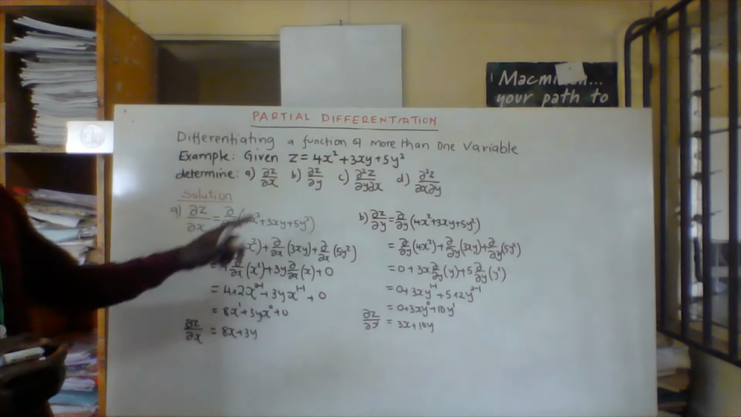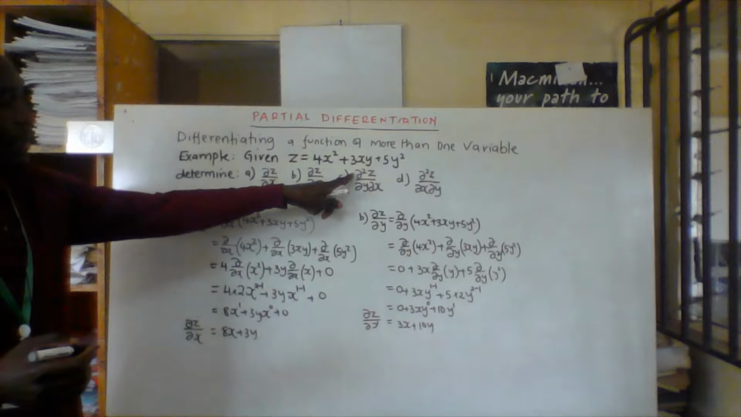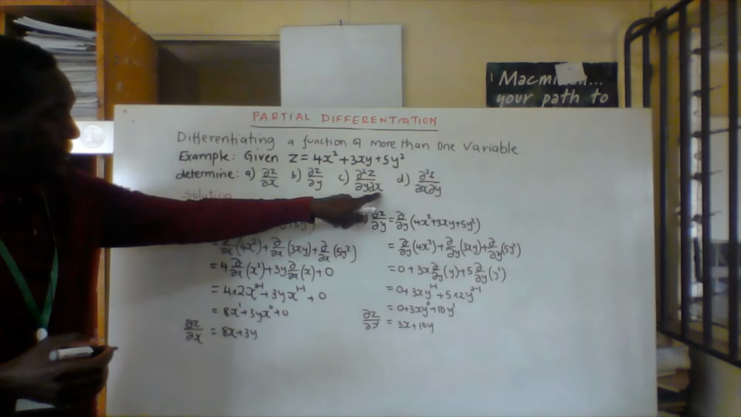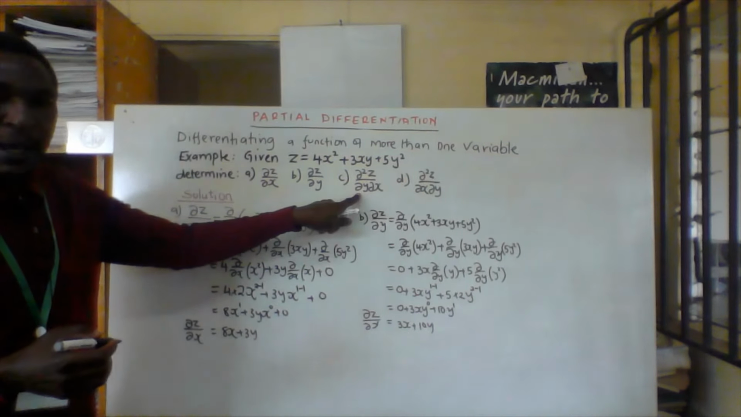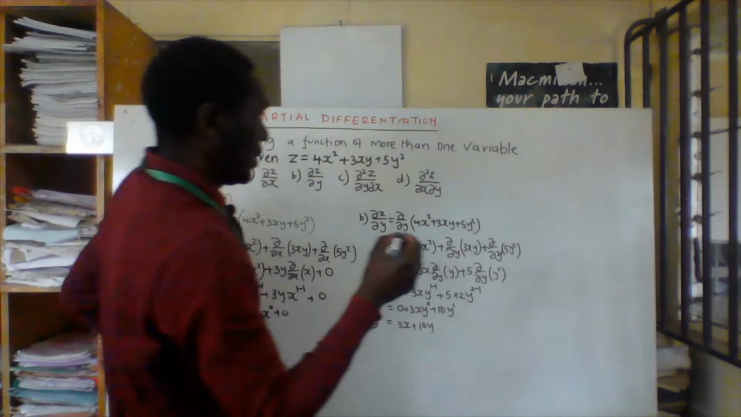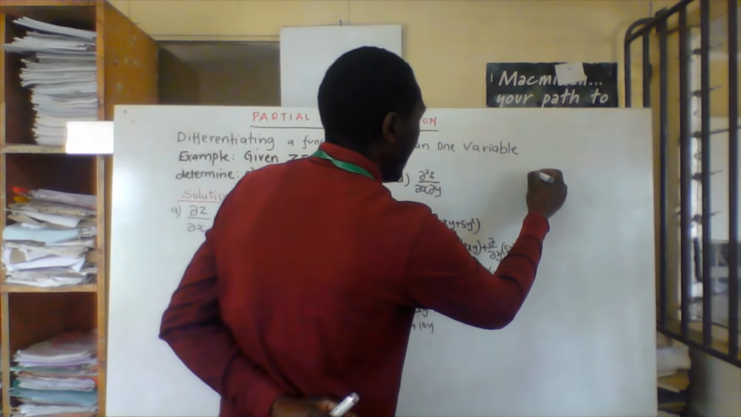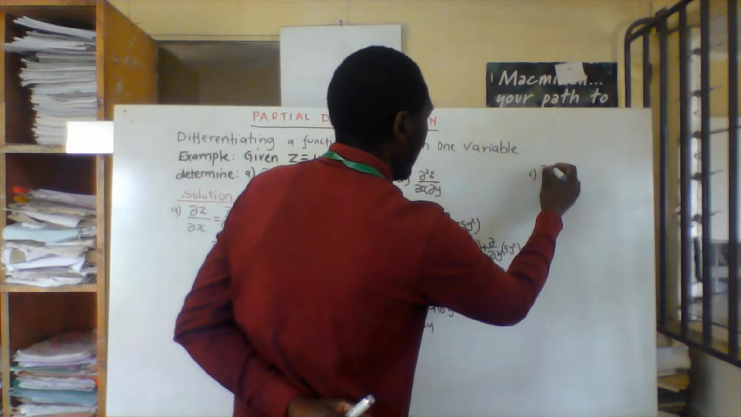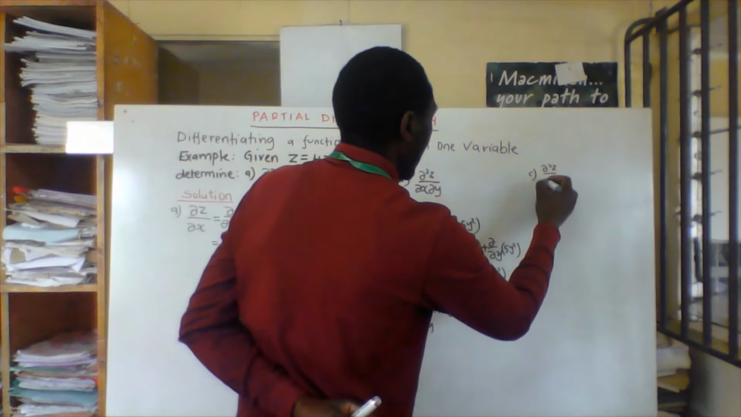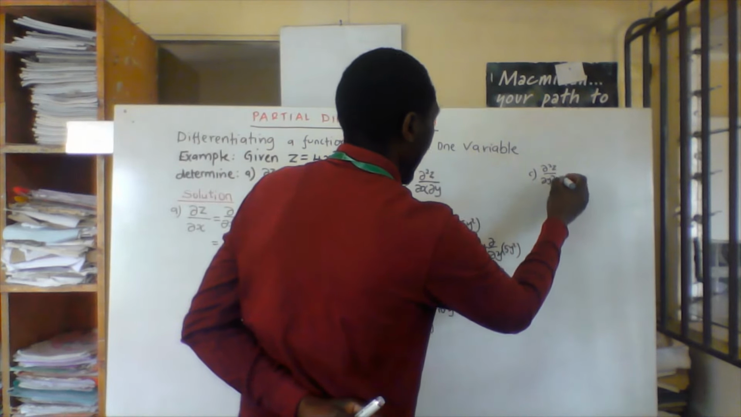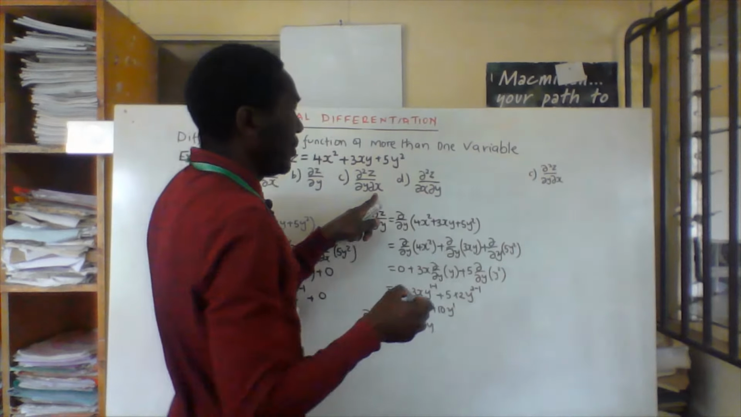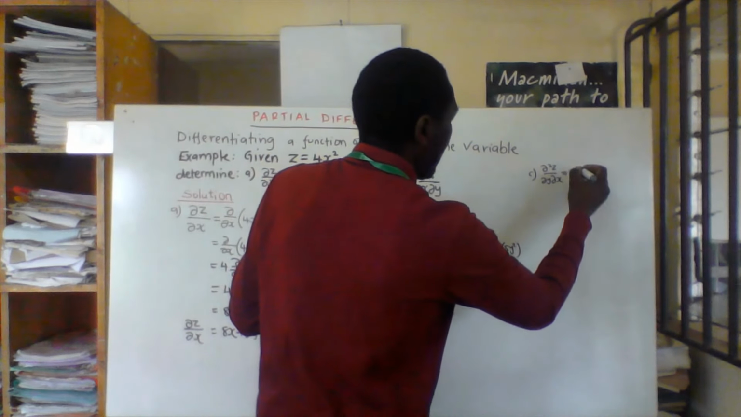Now we do the second derivative, first with x, then with y. This is how we do it. So for part C, we have the partial derivative with respect to y and x. So we start by doing the partial derivative with respect to x.